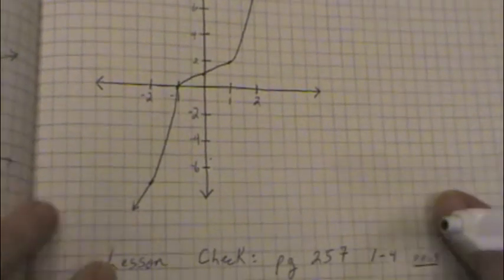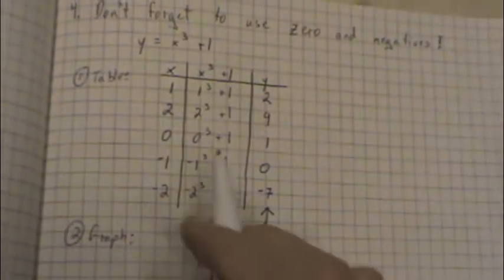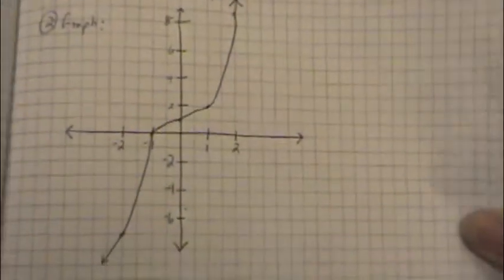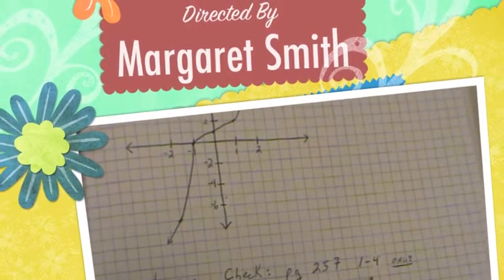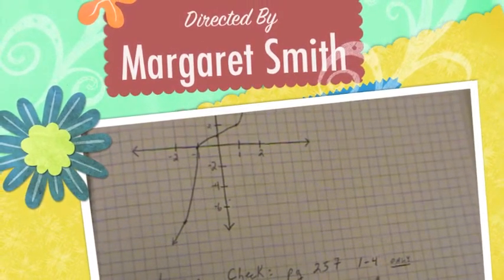Now, I feel like generating these tables takes a little bit of time. So while I want you to do the lesson check on page 257, I only want you to do 1 through 4. Don't worry about the rest of it. Take the rest of the day off.